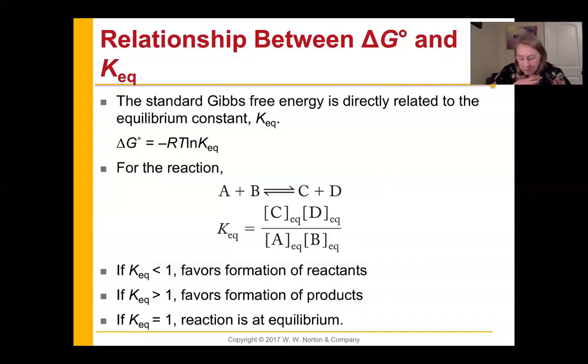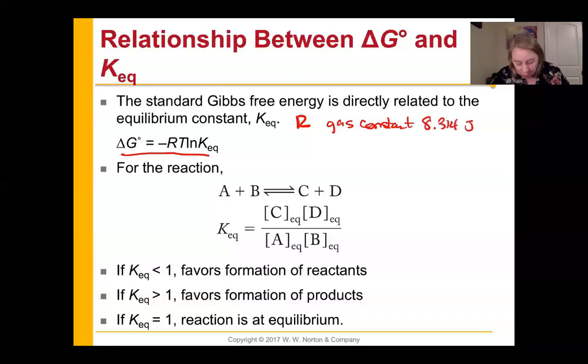I call this the Ratlink equation: delta G is equal to negative RT ln K. When you do this, don't forget R is your gas constant, because there are 2 different R's, of 8.314 joules per mole K, and T is the absolute temperature. So we're looking at the standard reaction, A plus B goes to C plus D. We can write an equilibrium expression for that: products over reactants. Then we can look at the value of K equilibrium.